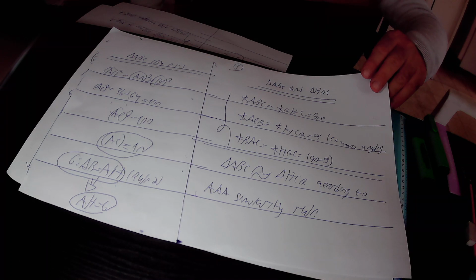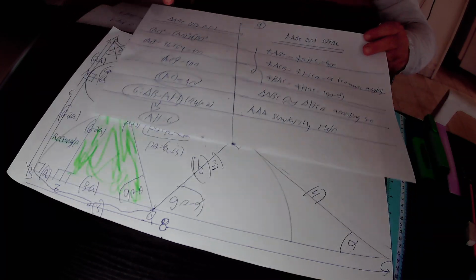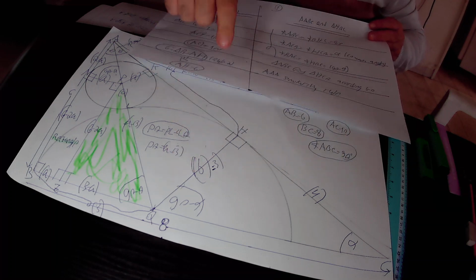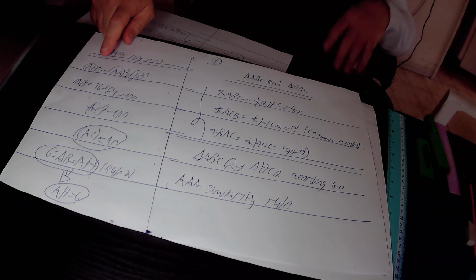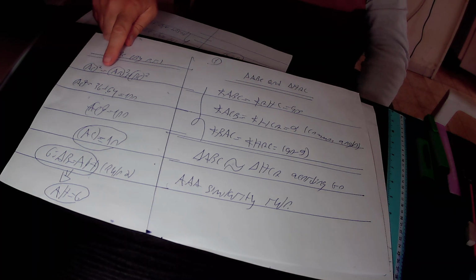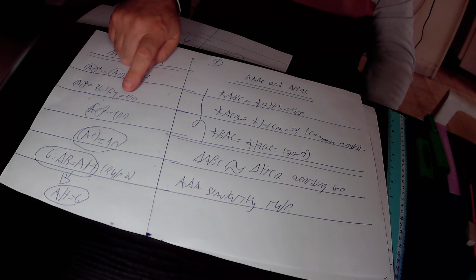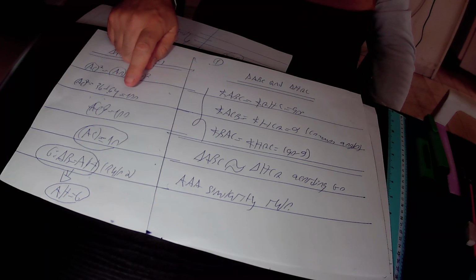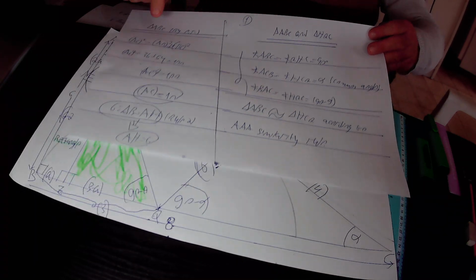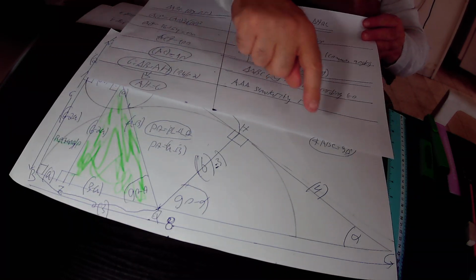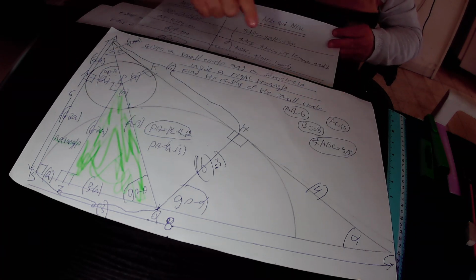AC square equals AB square. AB is 6, therefore AB square is 6 square, that is 36, plus BC square. BC is 8, therefore BC square is 8 square, that is 64. So in total, AC square equals 36 plus 64, that is 100. From this equation, we find that the hypotenuse AC equals the square root of 100, that is 10. So AC equals 10.